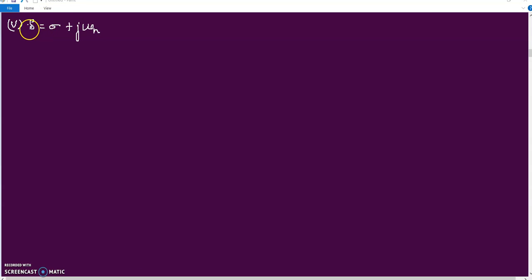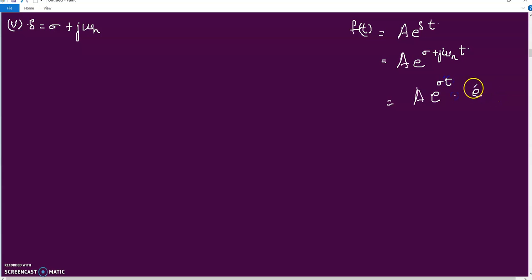Next case, when s is complex, that is sigma plus j omega n, then f(t) will be like A e raised to st. A e raised to st can be expanded as A into e raised to (sigma plus j omega n) t, which we can write as A into e raised to sigma t into e raised to j omega n t.